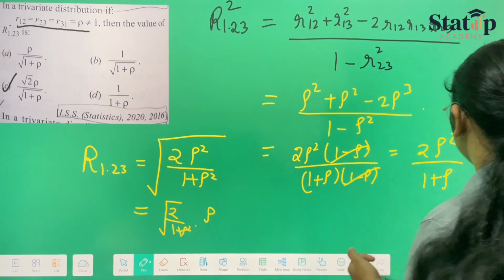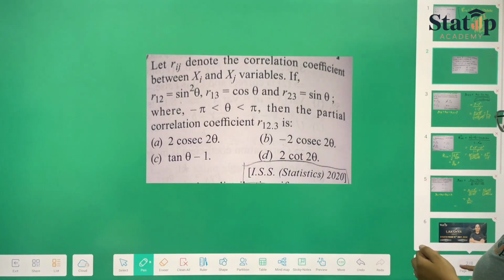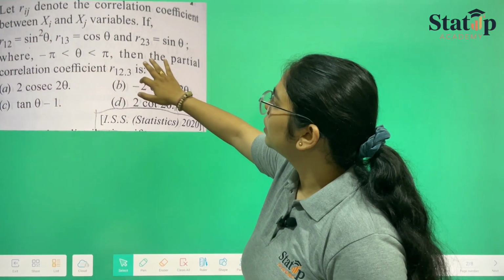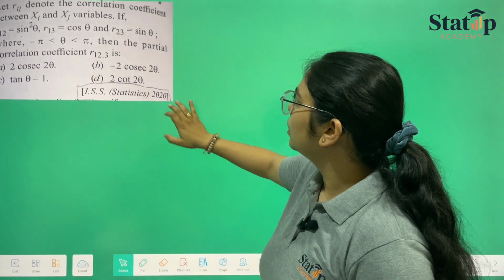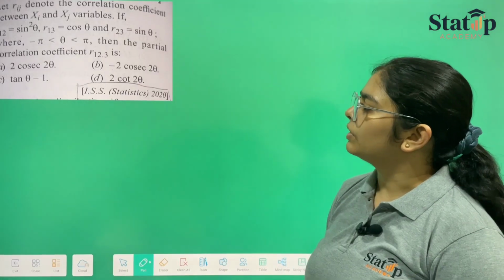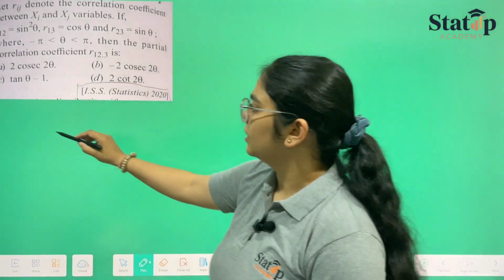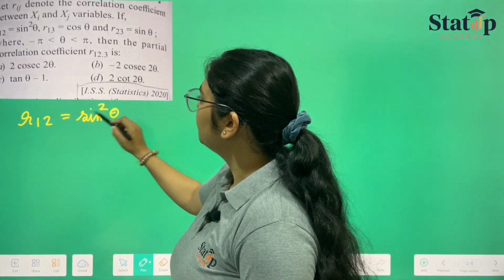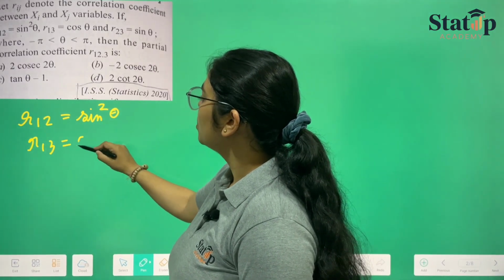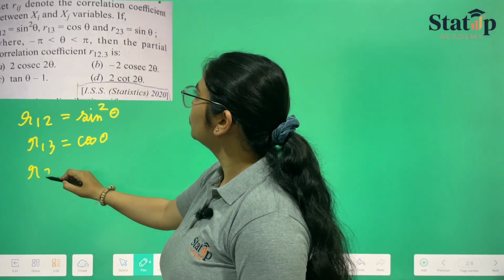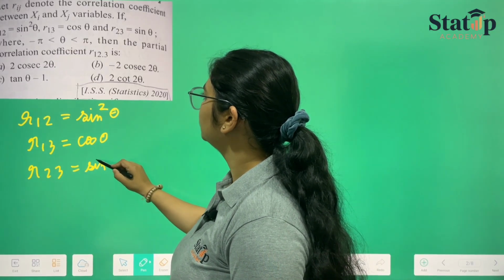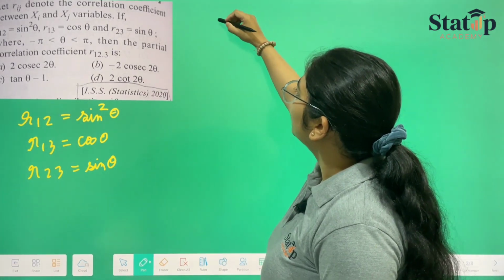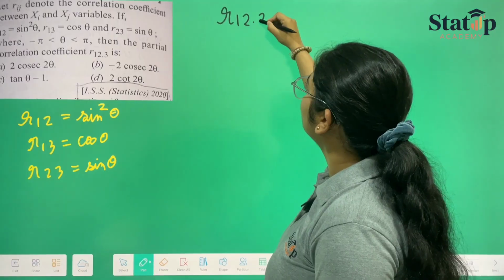Now one different kind of question that I was talking about to you was this. Here they have given us correlation coefficients like that. R12 is equal to sine square theta, R13 is equal to cos theta, and R23 is equal to sine theta. Right? Now the partial correlation coefficient, R12.3.